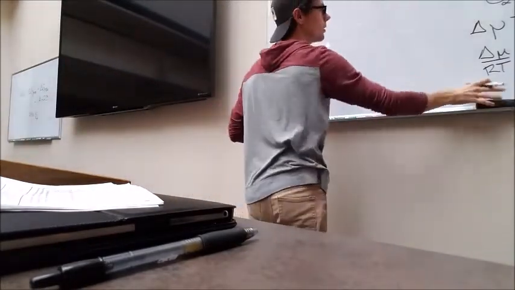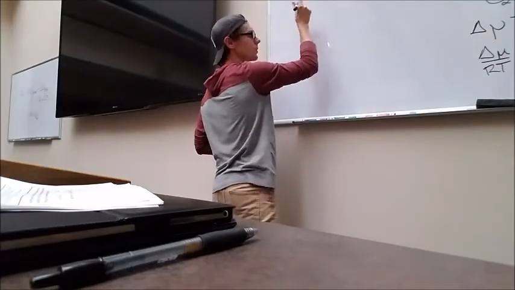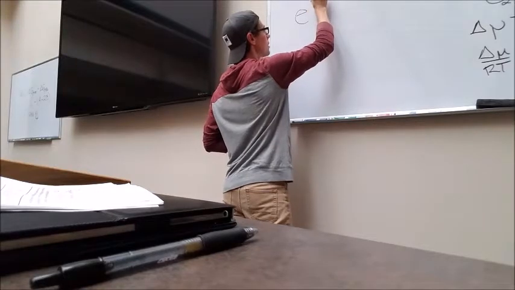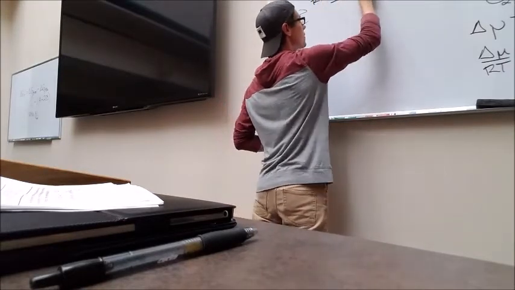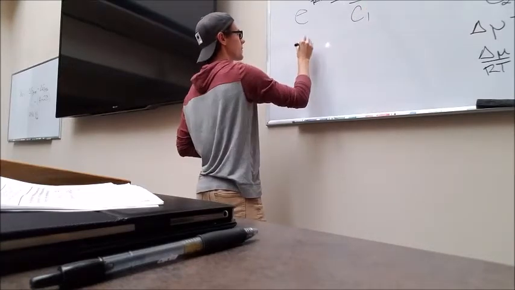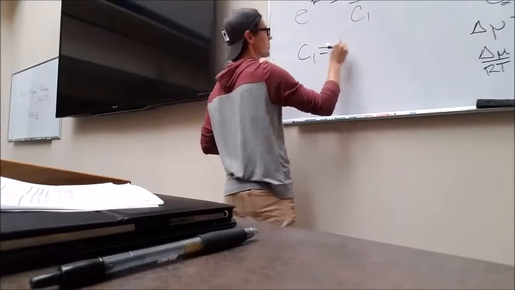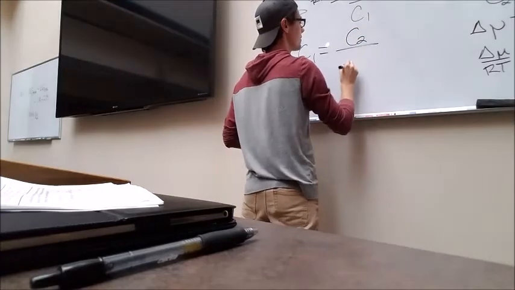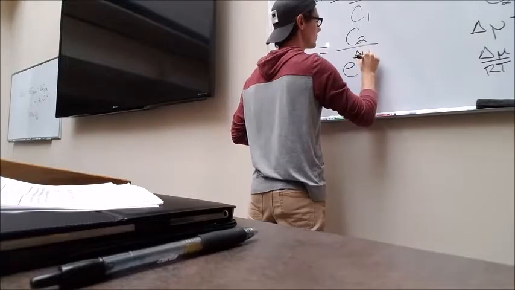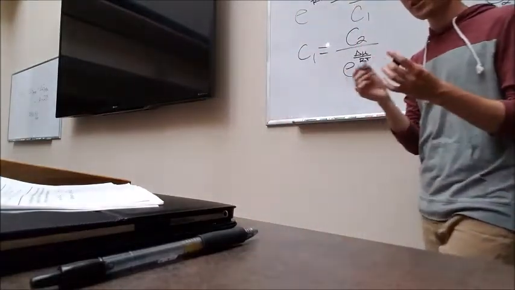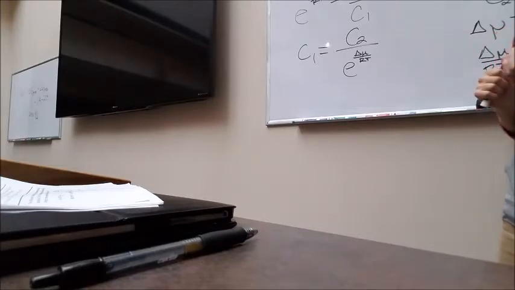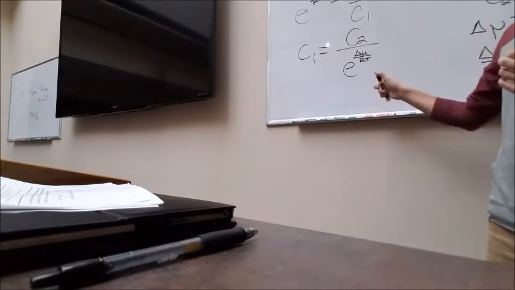Next, what you're going to do is take the exponential. So we get e raised to the delta mu over RT is equal to C2 over C1. And we're looking for C1, so C1 is equal to C2 divided by e raised to the delta mu over RT. Or if you have a TI-89, just use the solve function. Cool, does that make sense?